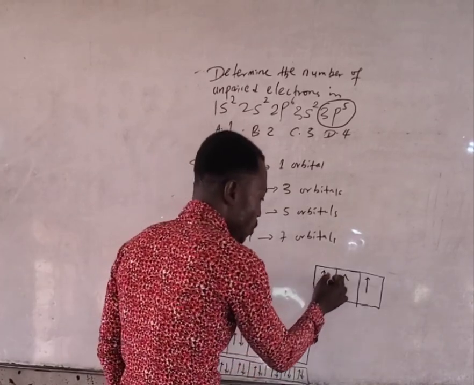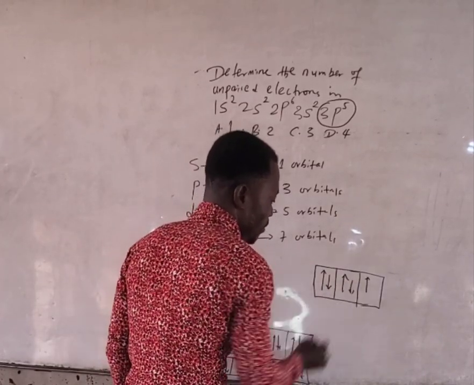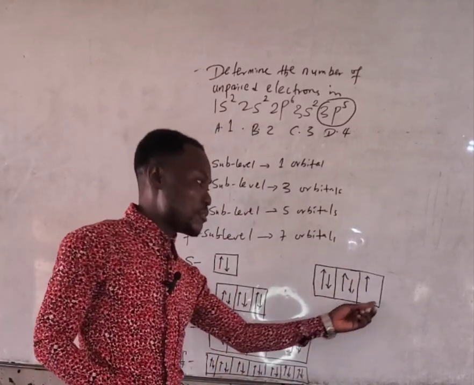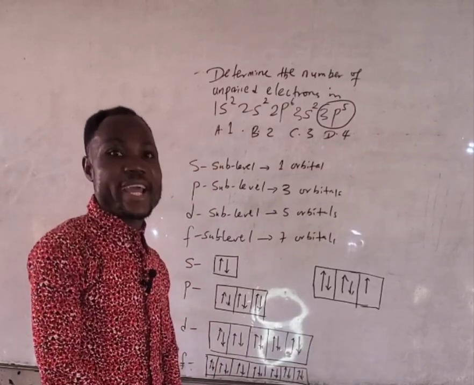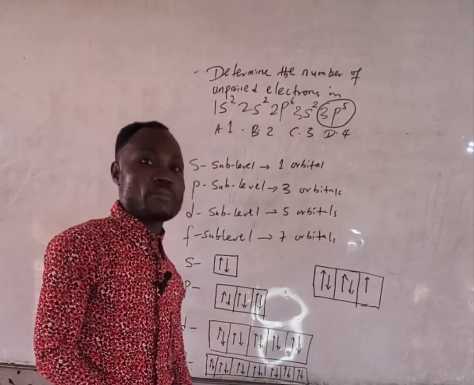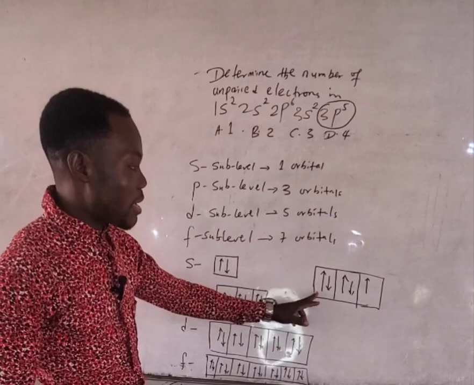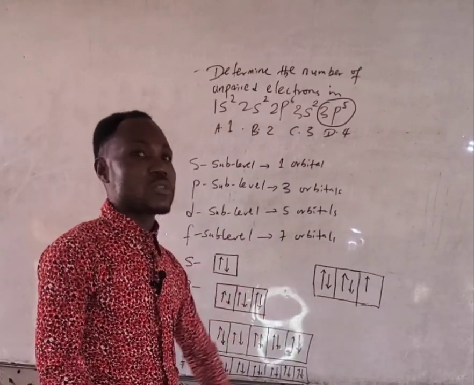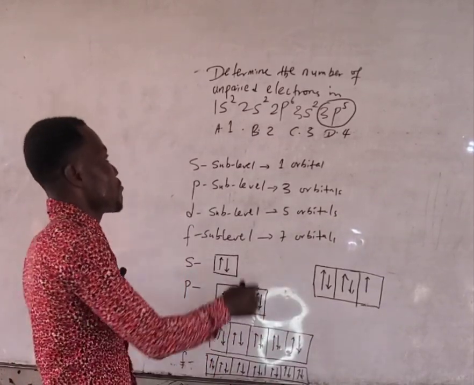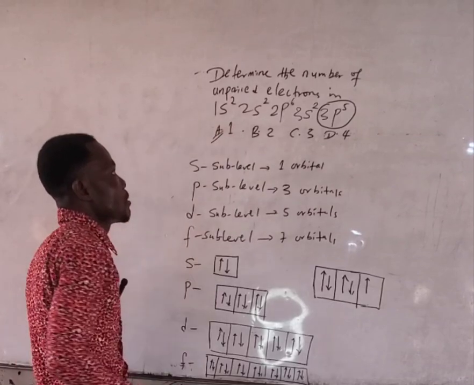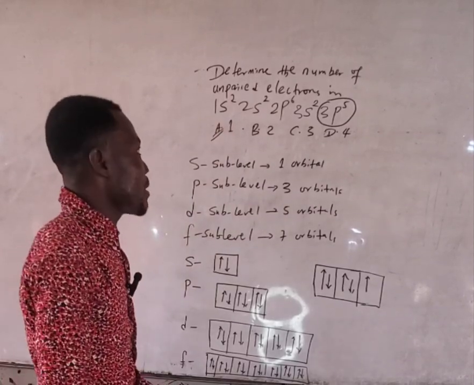Then you pair up. That completes 5, leaving the last one unpaired. So each 2 electrons represent a pair. So this is a pair, this is a pair, then this is unpaired. So we have 1 unpaired electron.